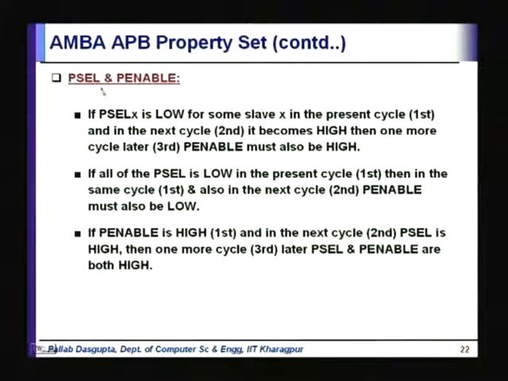If you look at properties which involve both P cell and P enable, you see that if P cell x is low for some slave x in the present cycle, and in the next cycle it becomes high, then one more cycle later P enable must also be high. If all of the P cell x are low in the present cycle, then in the same cycle and also in the next cycle P enable must also be low, because P enable can only be raised after one of the P cell x has been raised, and one cycle after that P enable can be raised.